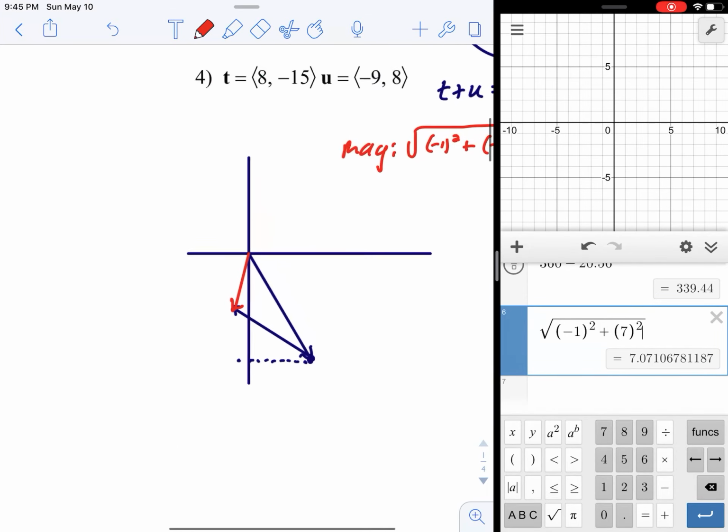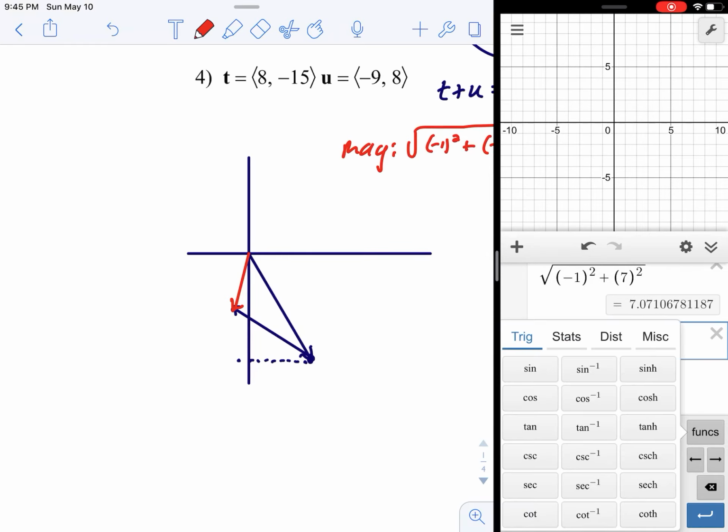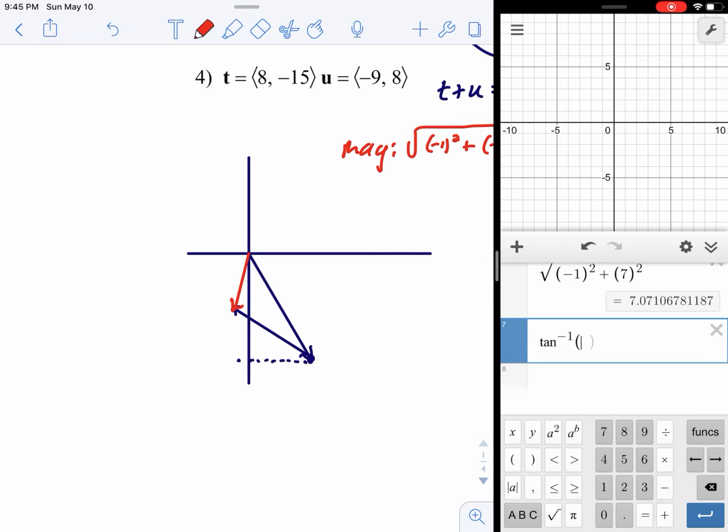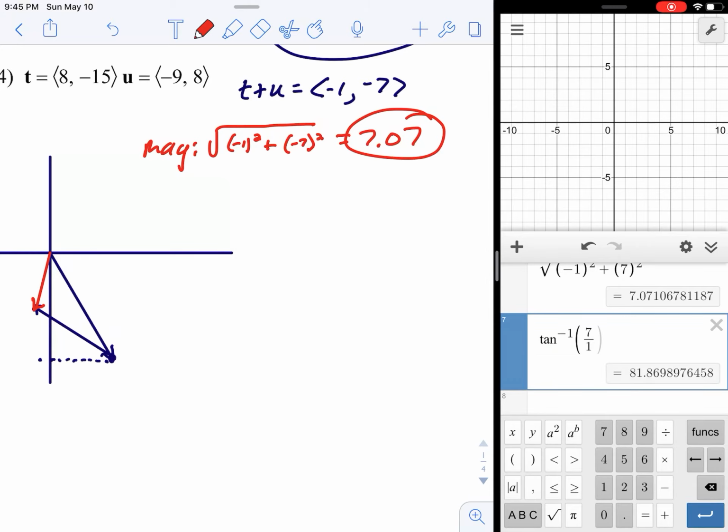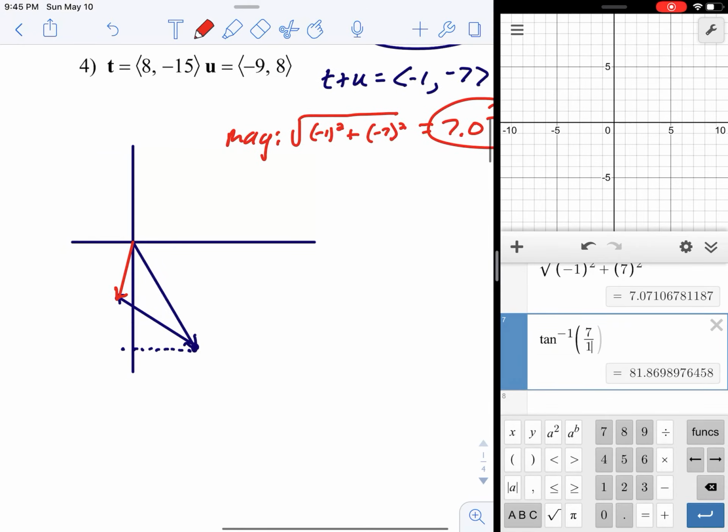Now the angle. So I'm going to do the inverse tangent function, inverse tangent of y over x. So that's going to be 7 over 1. Technically negative 7 over negative 1. Disregard those. And we come up with the fact that this angle right here, the reference angle, is 81.87 degrees. But in that quadrant, we have to add another 180 degrees to it.